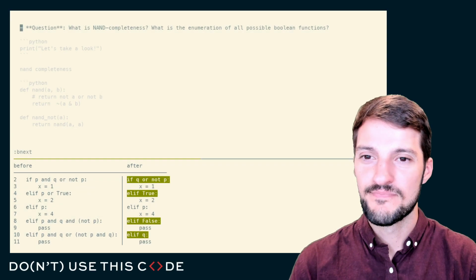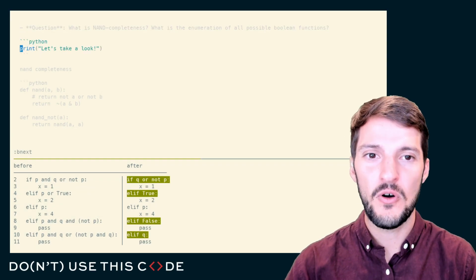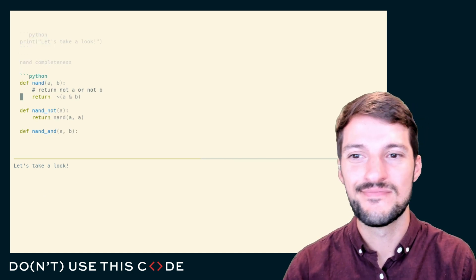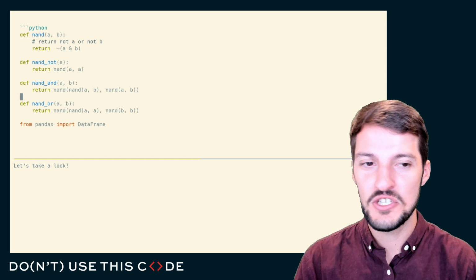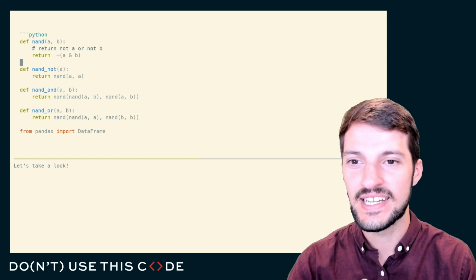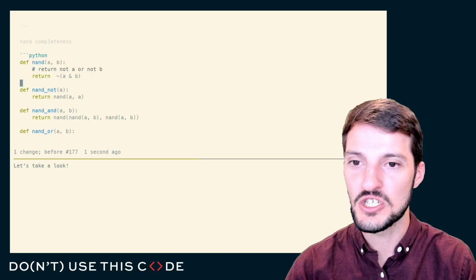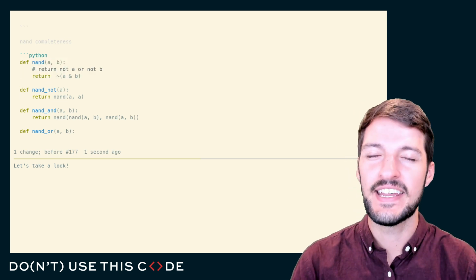In this question, what is NAND completeness, and what is the enumeration of all possible Boolean functions? Well, let's take a look. NAND completeness is the idea that any Boolean operation can be represented by NAND. And so, if I write a NAND function here, I can represent any other function.